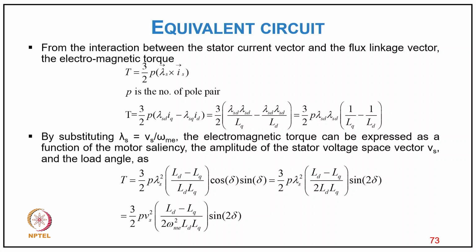By substituting lambda is equal to Vs upon omega, the electromagnetic torque can be expressed as a function of motor saliency, the amplitude of the stator vector Ps and the load angle. T equal to 3 by 2 P lambda square LD minus LQ upon LD LQ into cos delta into sin delta, equal to 3 by 2 P lambda square LD minus LQ upon 2 LD LQ sin 2 delta, or 3 by 2 P V square LD minus LQ upon 2 omega square LD LQ into sin 2 delta.